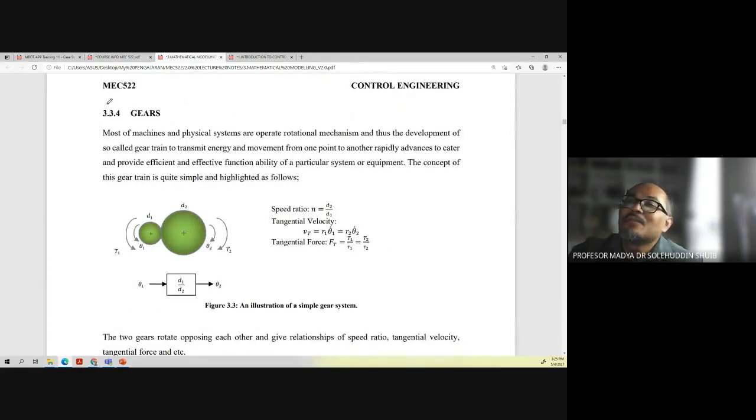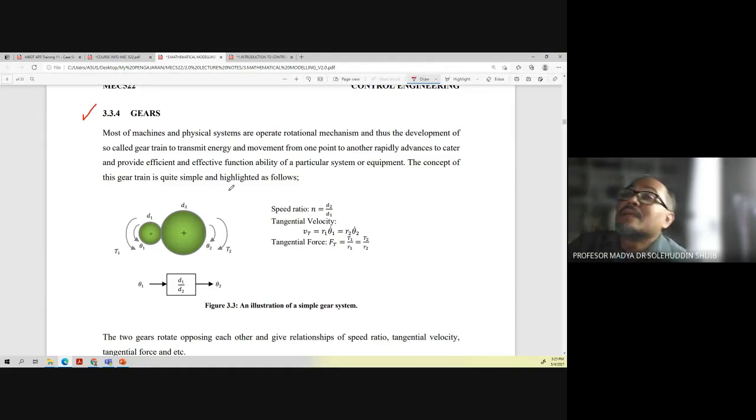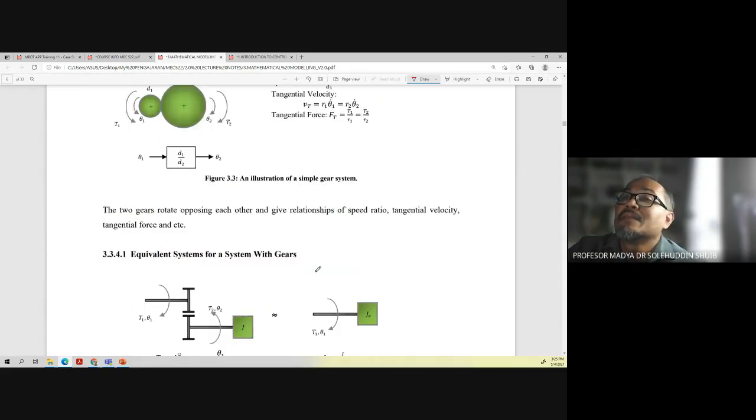This one again, you're familiar with, you have taken design 1, right? Design 1, design 2, right? Design 1, you learn about gear, right? How to calculate gear speed ratio, tangential velocity. So kena buka balik lah buku design, tengok balik. Because this class is control class, so you should be able to use that concept and relate it in this class.